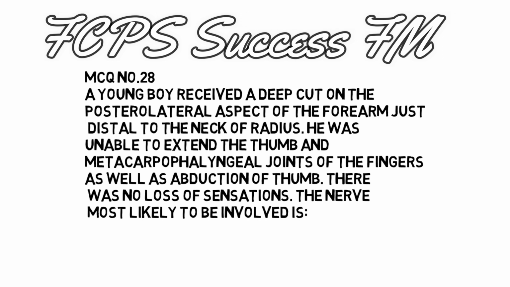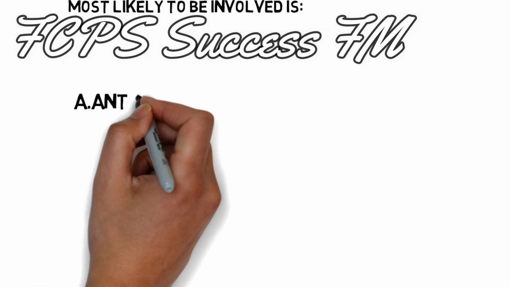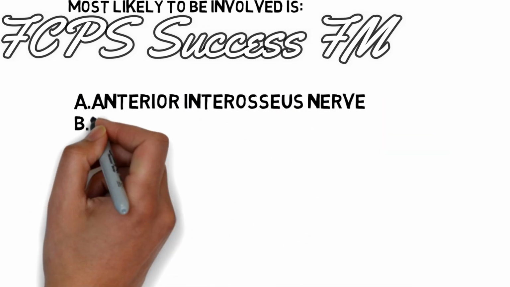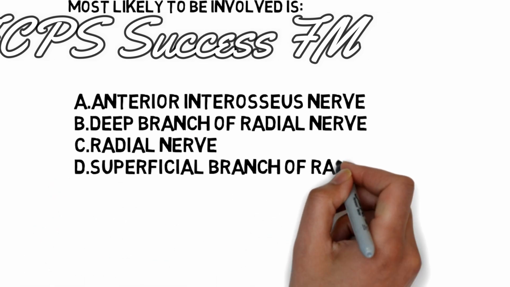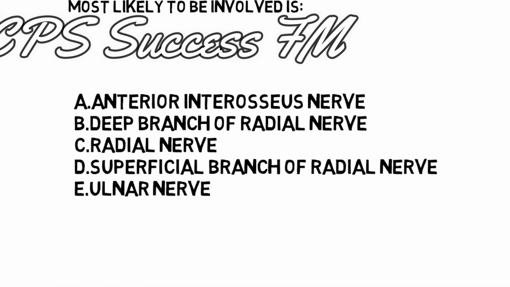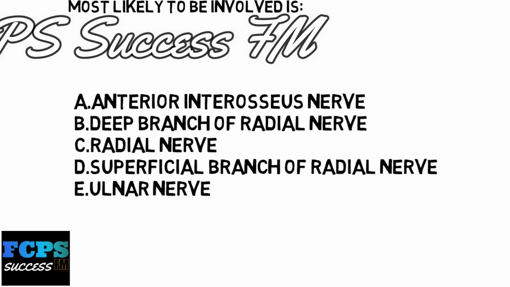The most probable nerve damage was to option A is anterior interosseous nerve, option B is deep branch of radial nerve, option C is radial nerve, option D is superficial branch of radial nerve, option E is ulnar nerve.